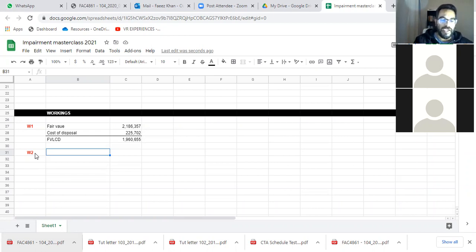So what do we want? We want the present value. That is, the value in use is the present value. In order to calculate the present value, we will need a future value, we will need PMT, we will need N, and we will need I.